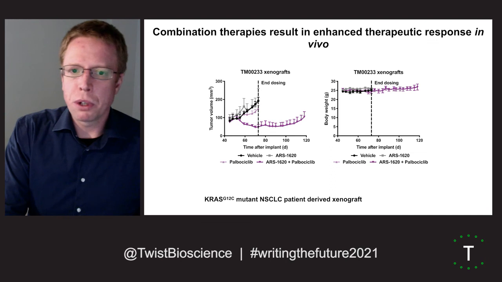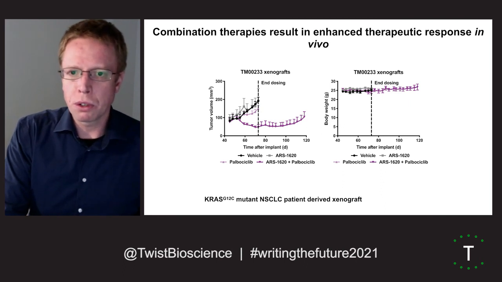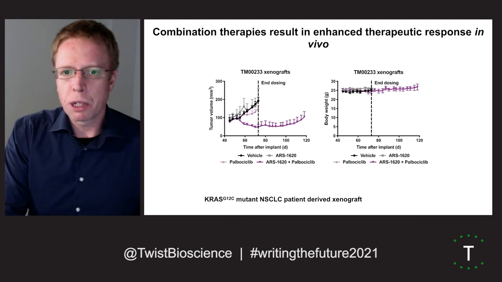And importantly, we don't see this combination therapy being toxic. And this is in large part because the KRAS G12C inhibitor only binds to a mutant protein, and so it has very low toxicity on its own, enabling it to be leveraged into combination therapies unlike previous approaches.